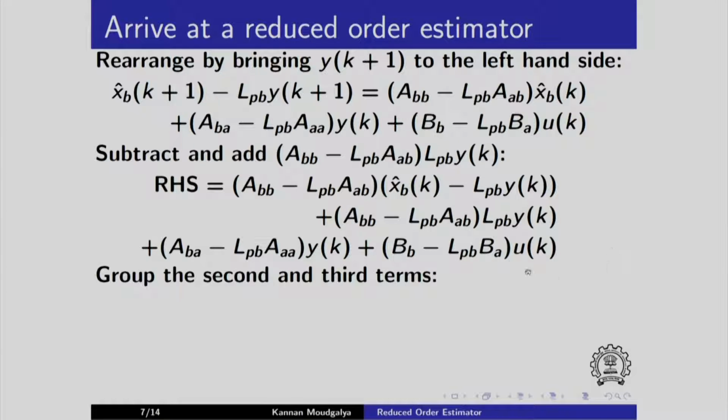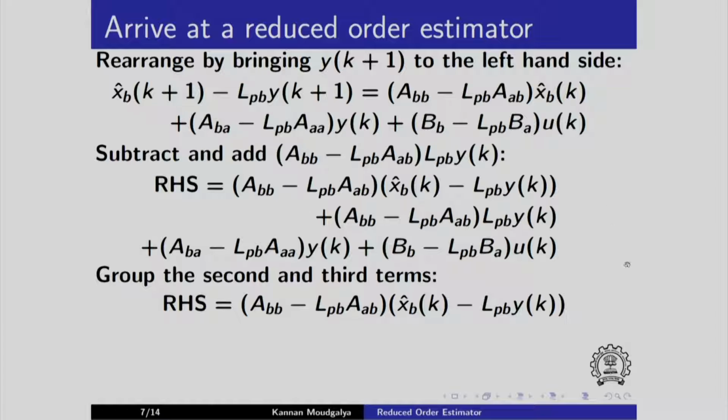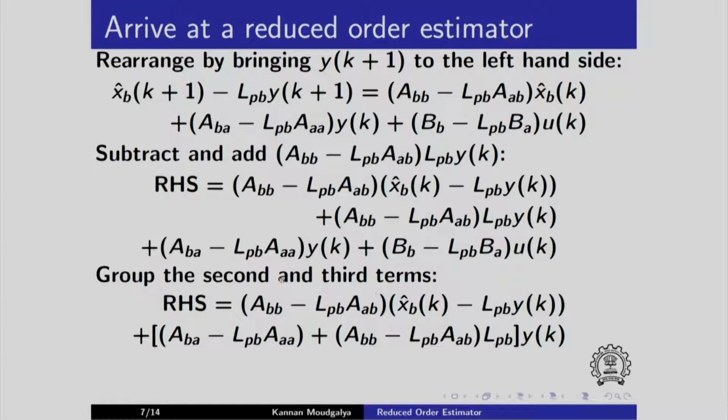Let us group the second and third terms. So the first line is written as it is. So then I write this here, ABA minus LPB AA is given here, multiplied by YK is pulled out, then this term comes here, and then the last term is retained.